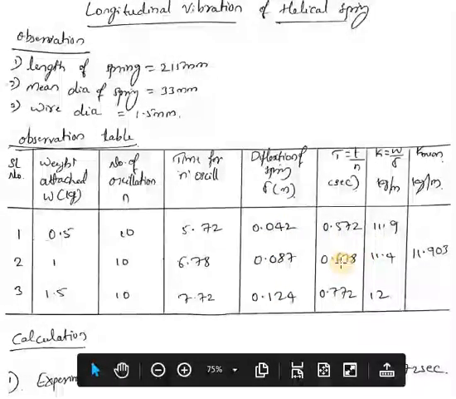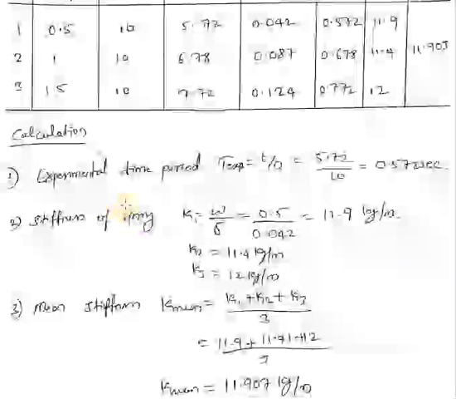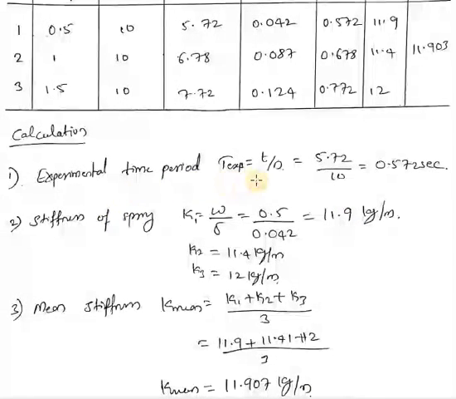After that, it is the calculation part. Here the first one is the experimental time period. T experimental is given by P by N. The first reading is 5.72 seconds divided by N, the number of oscillations, which is 10. So it is 0.572 second. Then similarly for the remaining time periods you need to calculate the experimental time period.